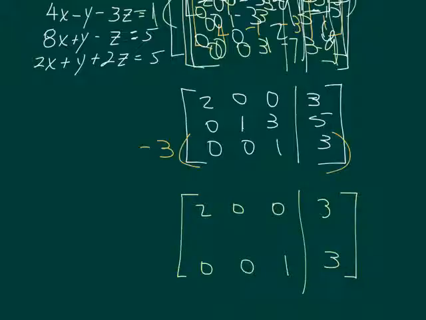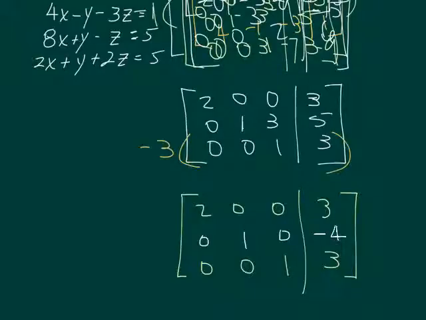But 3 times 0 plus 0 is 0. -3 times 0 is 0 plus 1 is 1. -3 times 1 is -3 plus 3 is 0. Alright, so we're getting there. And -3 times 3 is -9 plus 5, and this will change to a -4.